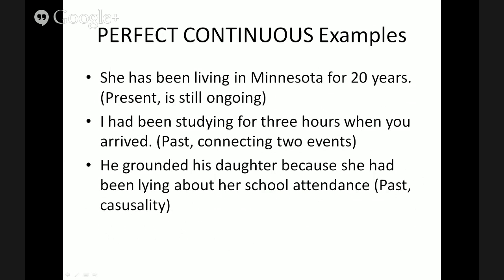All right, I had been studying for 3 hours when you arrived. So my studying, right, that's the ongoing long event. And when you arrived is the more recent event. And then he grounded his daughter because she had been lying about her school attendance. That is causality. We know that had his daughter not been lying, right, she wouldn't have been grounded.